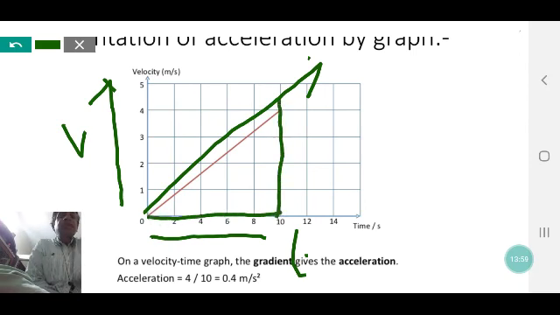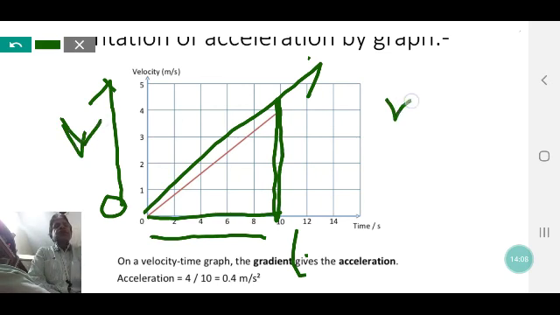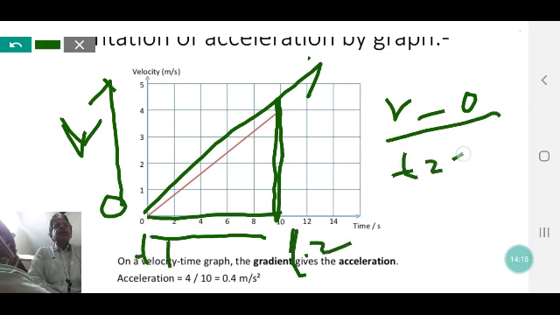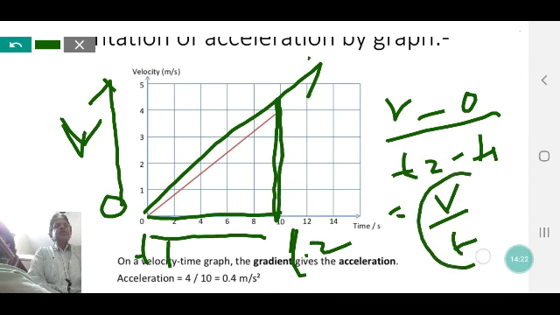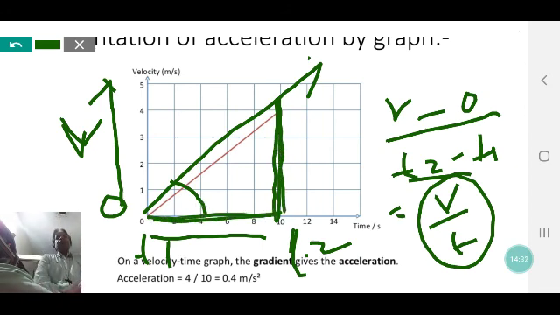Suppose that it is the change in velocity. If the velocity changes from v0 to v, then the change in velocity is equal to v minus 0. And the time goes from t1 to t2, so t2 minus t1 is equal to t. The slope is v by t, that is the change of velocity over time. Here we get the change of velocity, and the slope of the graph gives the acceleration. That is given here.